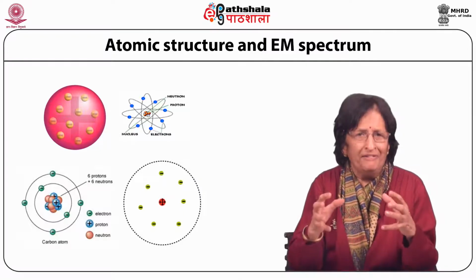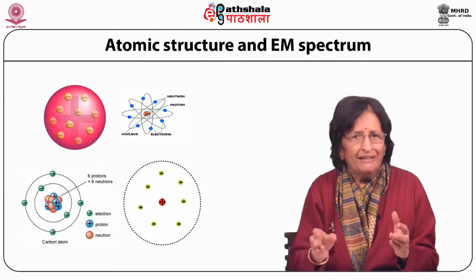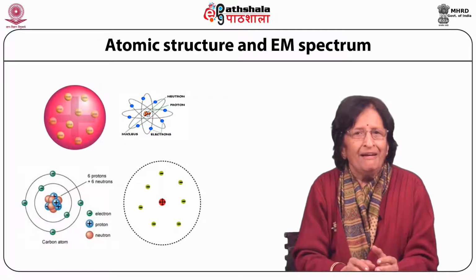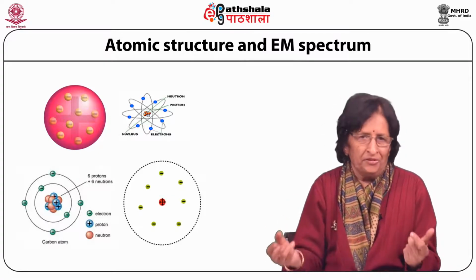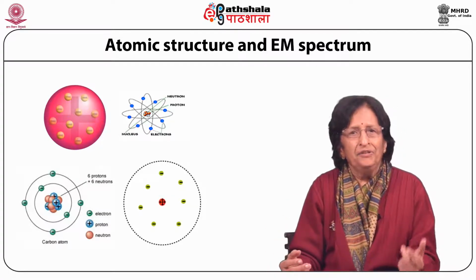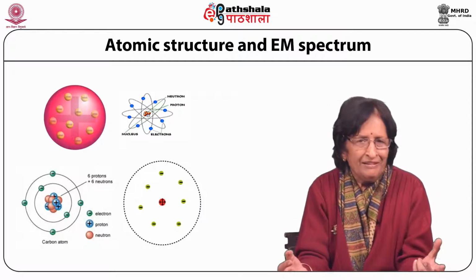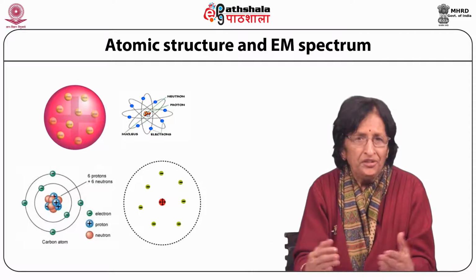And they're bound together not by electrostatic force but by strong nuclear force, and electrons are orbiting around the nucleus. And the neutron has almost the same mass as the proton, whereas it has no charge, so it is neutral.